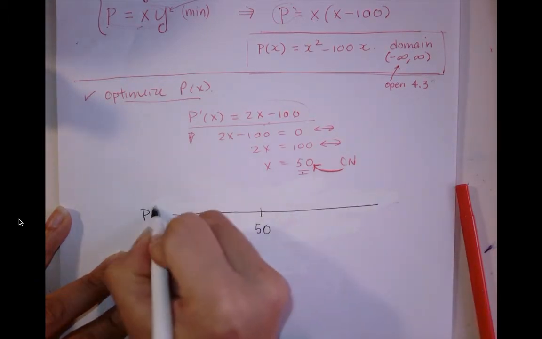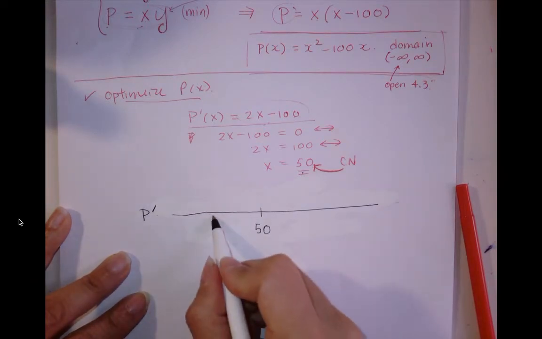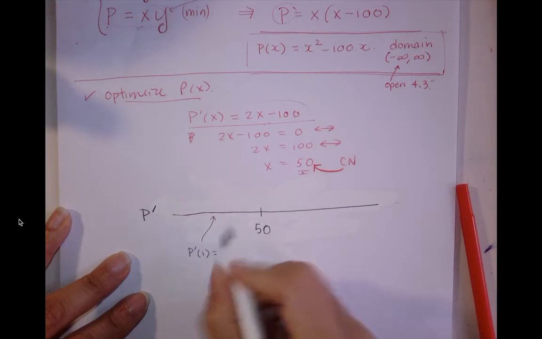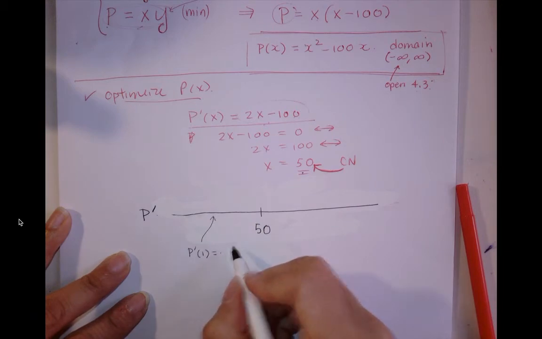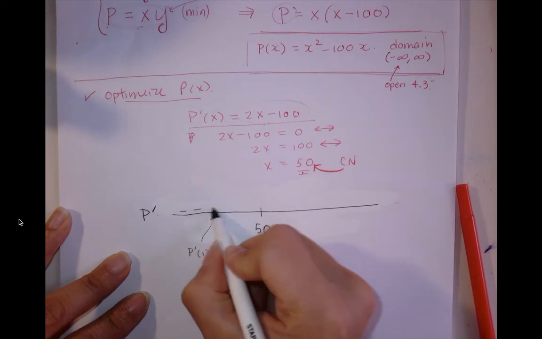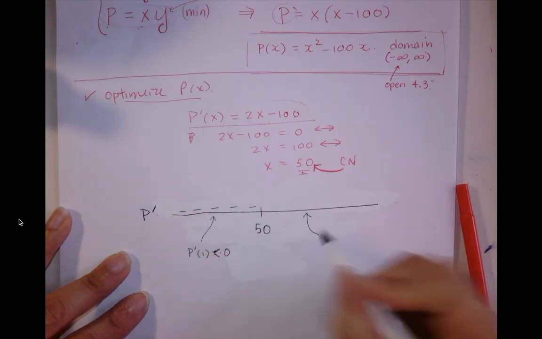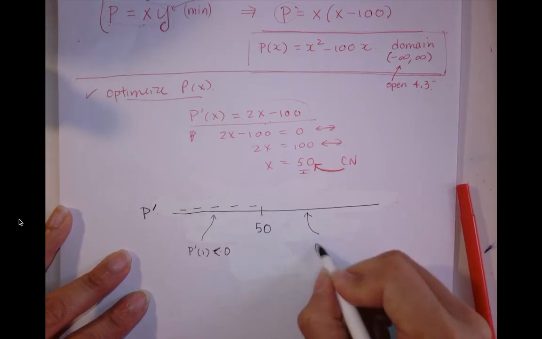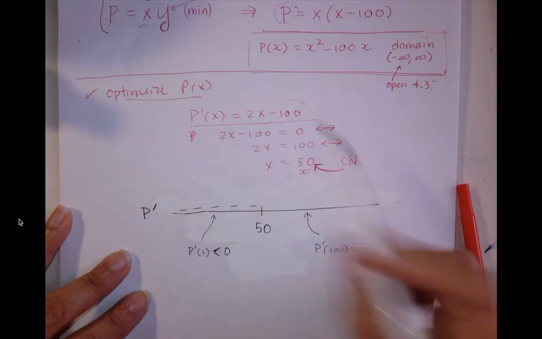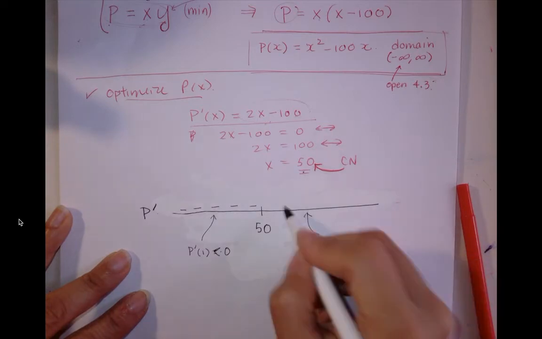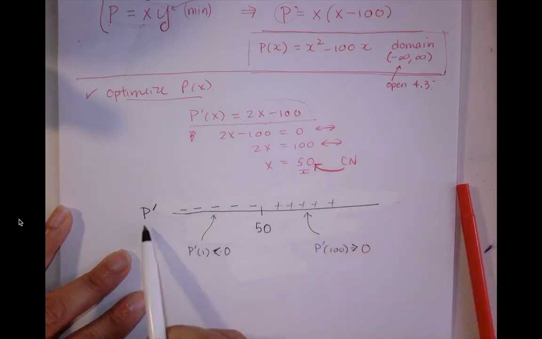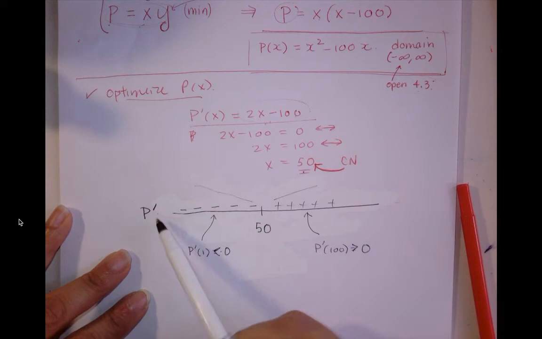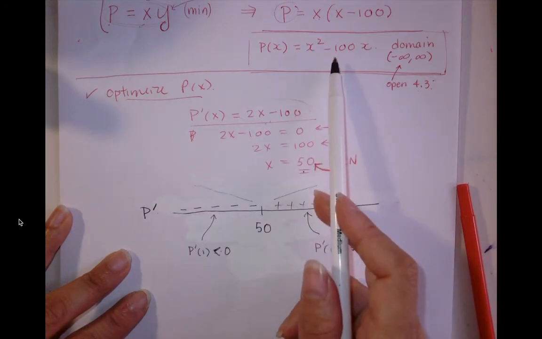Okay, so I'm going to look at the sign of the derivative. If I choose the value 1, then I find that the derivative is negative. So the derivative is negative over here. Let's choose the value 100. And in this case, we have 200 minus 100, so the derivative is actually positive. What this tells me is that the product function is decreasing here and increasing here, which you could tell anyway because the product function is just a quadratic function. It's just a parabola.